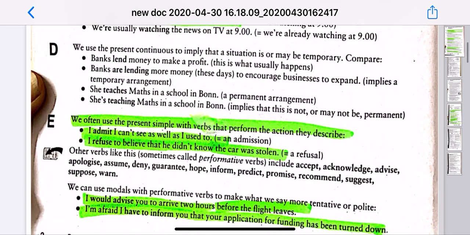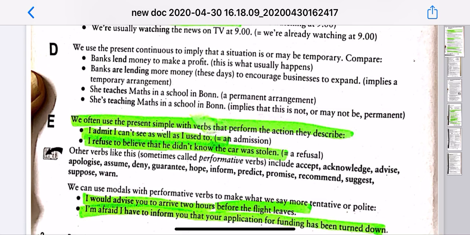Let's continue. We use the present continuous to imply that a situation is more or less temporary. Compare: banks lend money to make profit. This is what usually happens, right. Here we are using the simple present tense, that is the regular routine or regular work of a bank. Banks lend money to make a profit, banks open at 9 a.m. and close by 7 p.m.